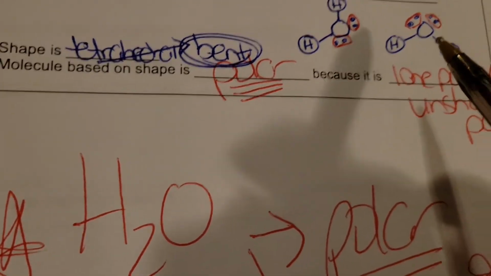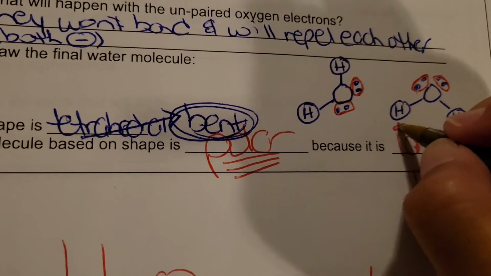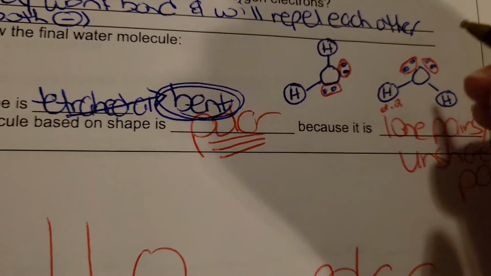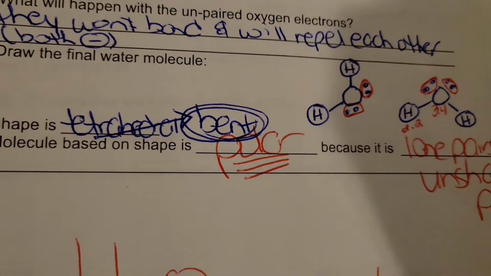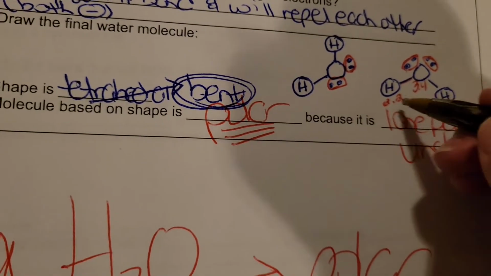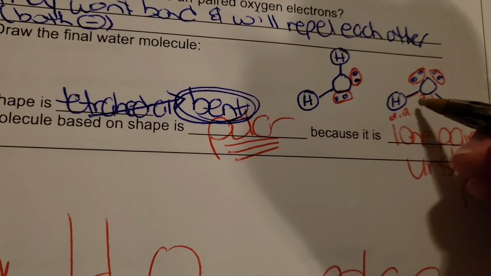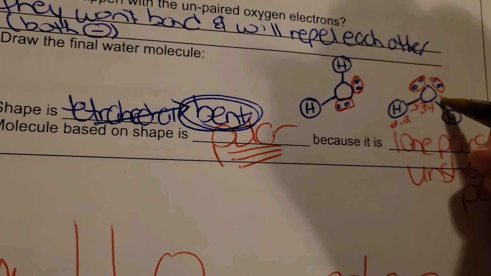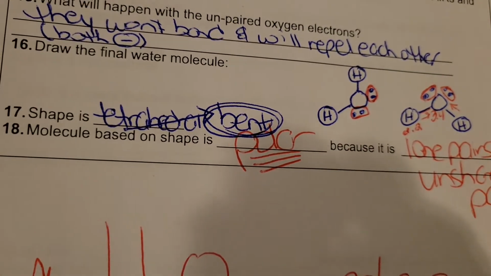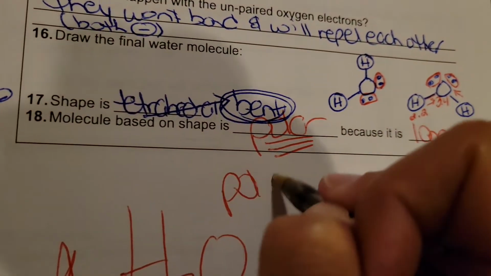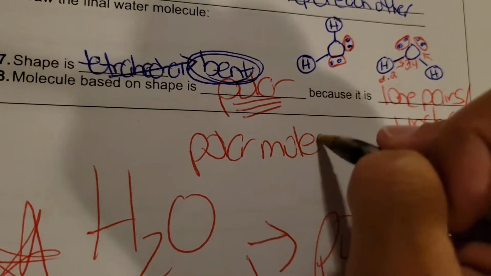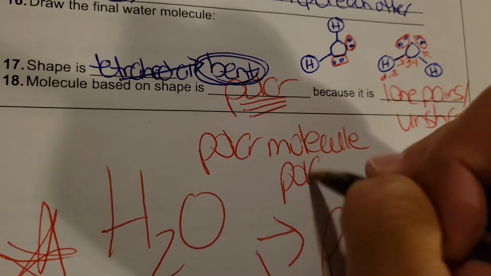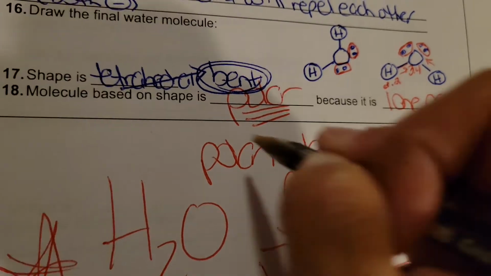And again, if I were to look up their electronegativities, hydrogen's is 2.2, oxygen is 3.4. So the bond is also very polar. That's a big difference between those. So the oxygen is really hogging those shared electrons. So polar molecule, polar bonds.